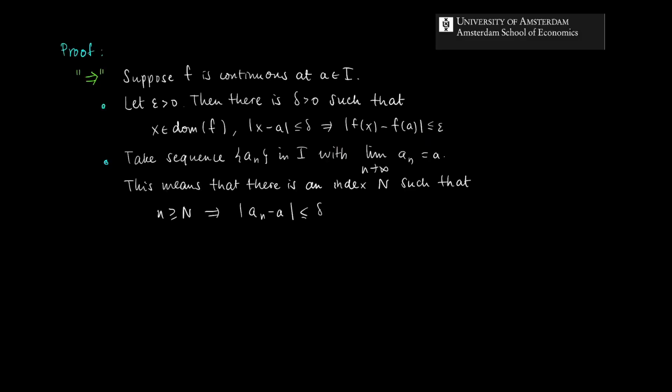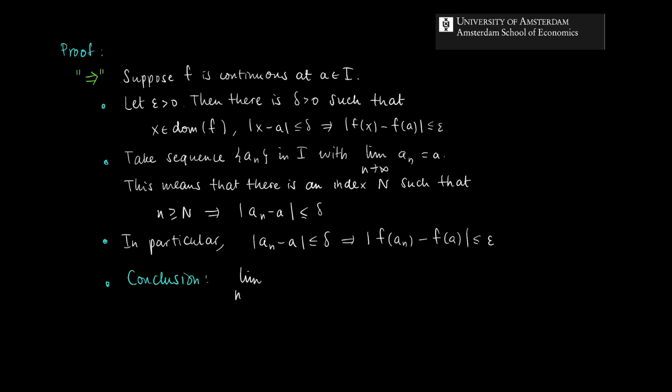Okay, so by picking n large enough, we see that a_n minus a is smaller or equal than delta, which means that the absolute value of f(a_n) minus f(a) is smaller than epsilon. And this reasoning can be held for any epsilon larger than 0. So in particular, this means that we can find an index, capital N, such that for all n larger than N, we have that the absolute value of f(a_n) minus f(a) is smaller or equal than epsilon. This means that the limit of n to infinity of f(a_n) just equals f(a). So this proves the first part of the theorem.